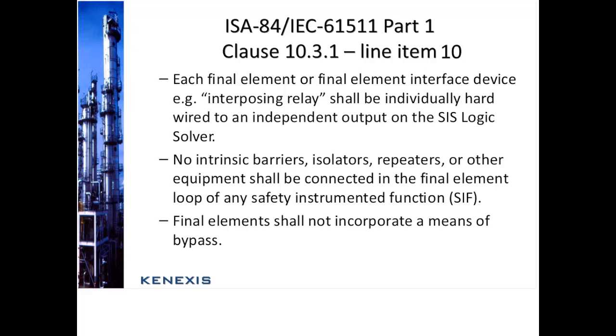So here we make the statement you can't do it, and if we make the statement that you can do it, it will say just that, and we will have to include those pieces of equipment in the SIL verification calcs. Final elements shall not incorporate a means of bypass, and I have seen major players in industry actually put bypasses around their safety shutoff valves for whatever reason, which is an absolute no-no, because even the partial opening of that valve totally negates the potential for the safety function to work.